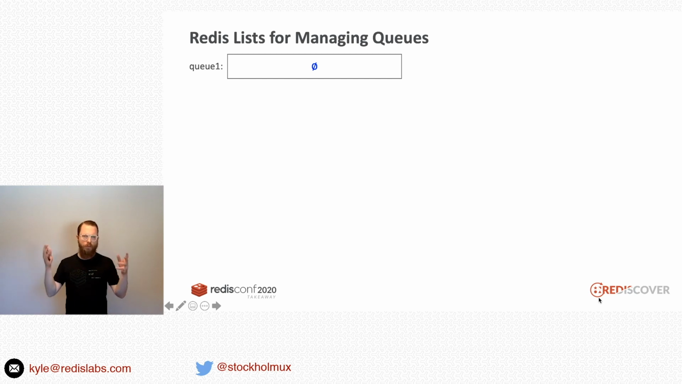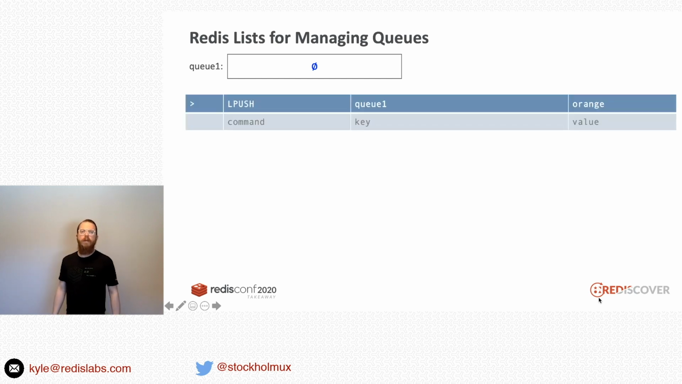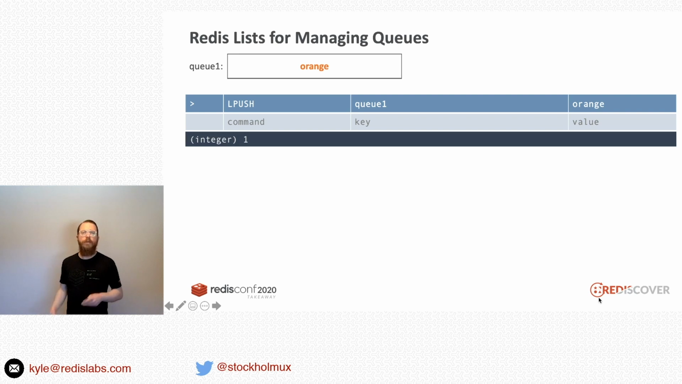We're starting with Q1. Now Q1 is not a key yet, and if you haven't gathered already, Redis requires no instantiation step for most operations. So we can just start working on something. So we have this empty list. We're going to do lpush, and we have Q1 as our key, and we're going to add the value orange to it. So right now we have one element in the list, and it's going to return back 1.